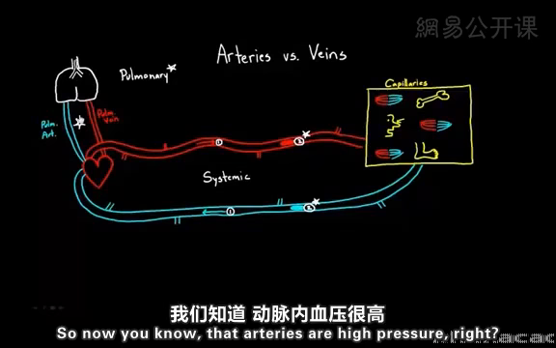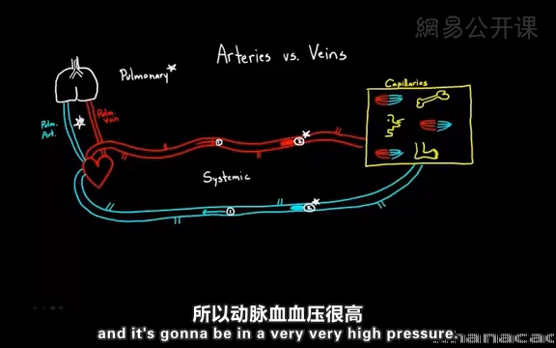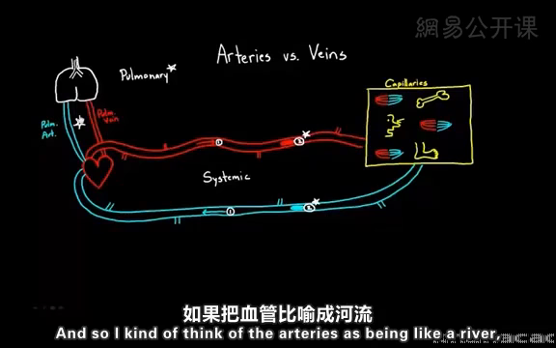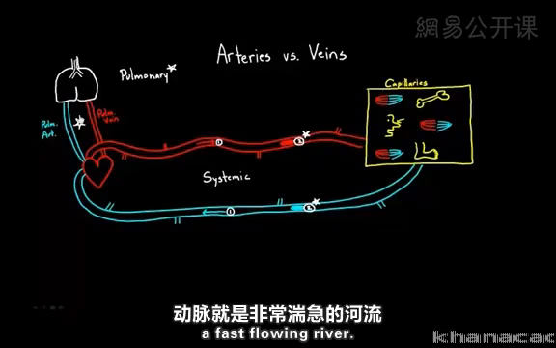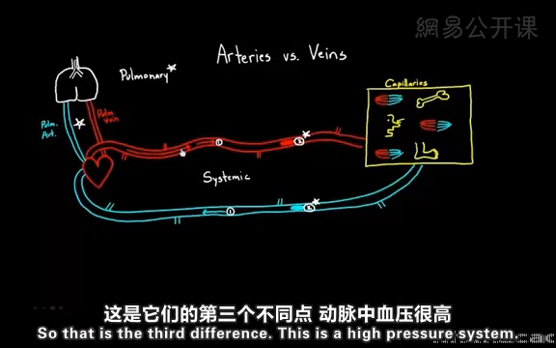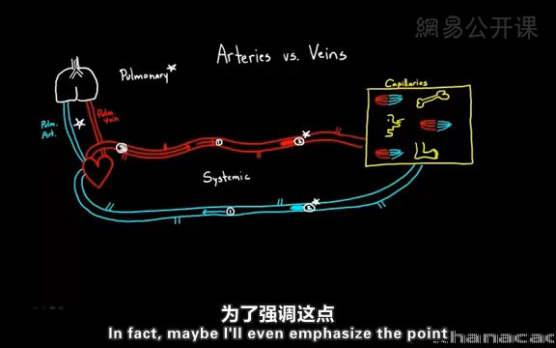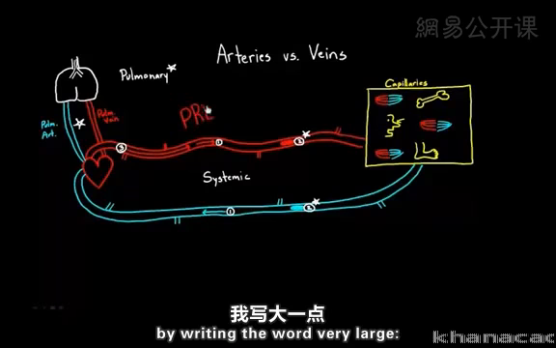Let's keep going. So now you know that arteries are high pressure, right? Because the heart is pumping the blood out, and it's going to be under very, very high pressure. And so I kind of think of the arteries as being like a river, a fast-flowing river. So you can think of this as fast-flowing, high pressure. So that is the third difference. So this is a high-pressure system. In fact, maybe I'll even emphasize the point by writing the word very large. High pressure.